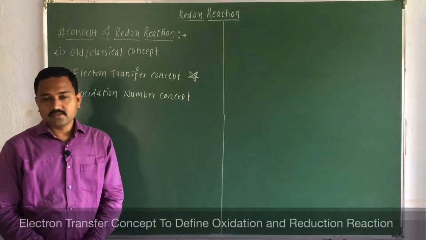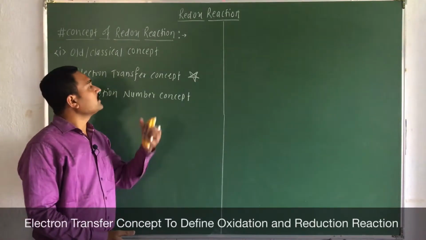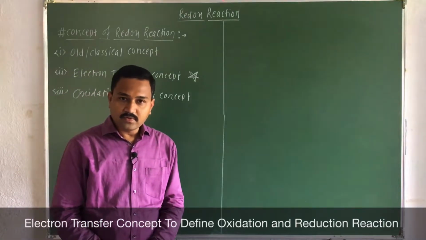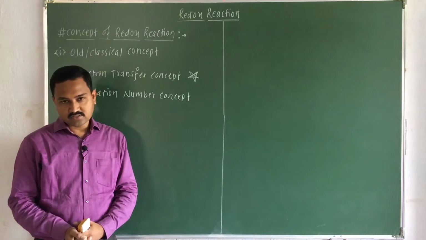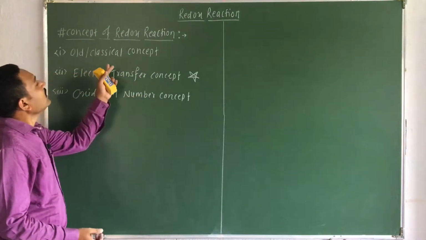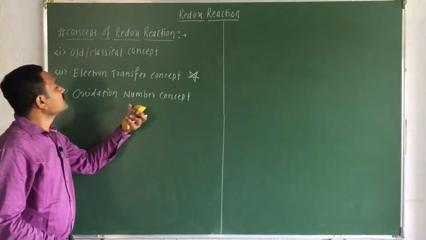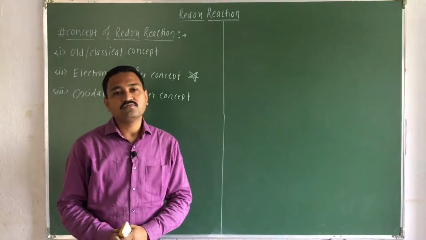So in today's lecture, we are going to start with the next important concept, that is the electron transfer concept for your redox reaction. In the previous lectures, you know that there are three major concepts by which we can define the redox reaction: the old and classical concept, second the electron transfer concept, and the third one by oxidation number. Okay, just a revision of this.